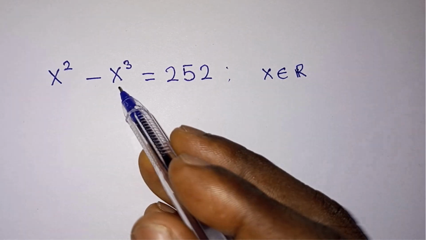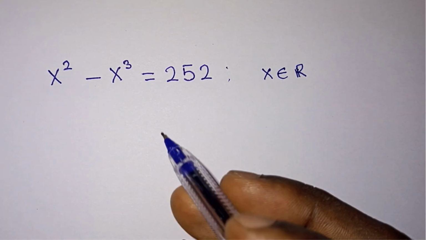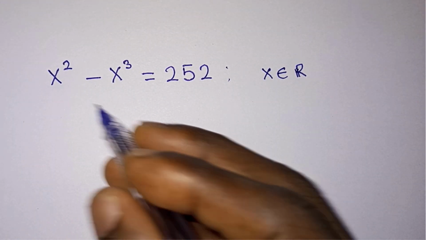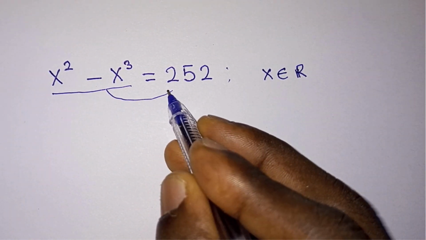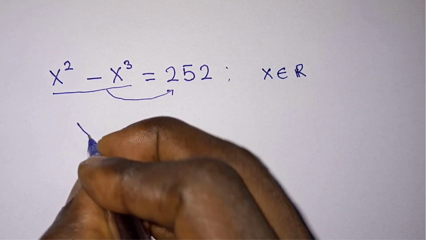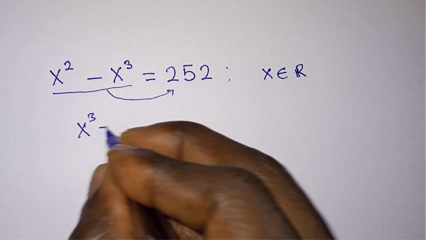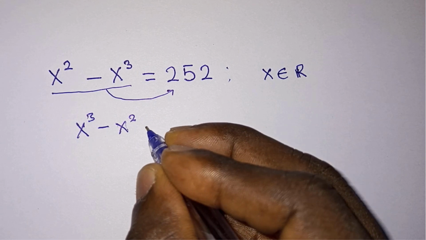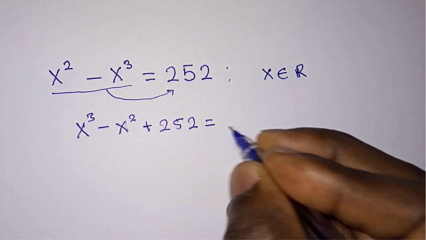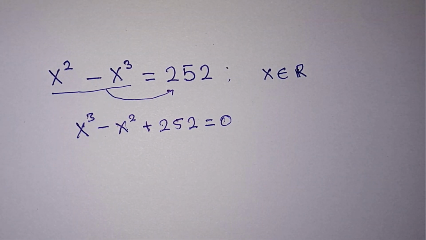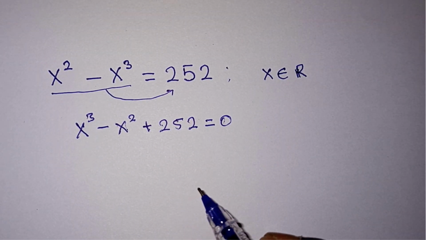It will be better if we make x to the third power lead the equation. So let's do that by moving everything on the left-hand side to the right-hand side of the equation. So we will have x to the third power minus x to the second power plus 252 is equal to 0. Awesome. Now we have a cubic equation.